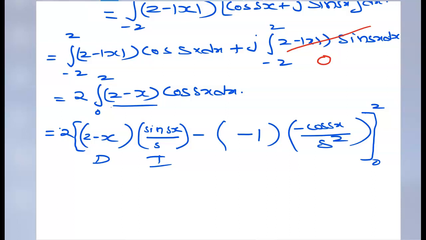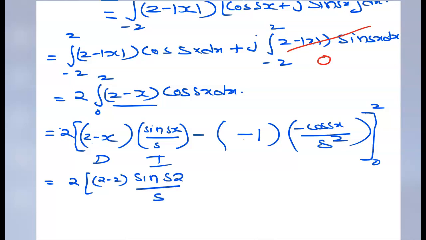See here, what has changed? Sine changes to minus cos. Okay. First bracket differentiation, second bracket integration. So this is what I'll get. So now, wherever I integrated with respect to x, first, wherever x is there, substitute 2. This is equal to 2 times, okay, 2 minus 2. See here, 2 minus 2. You know what 2 minus 2 is, isn't it? Sine of s2 divided by s.